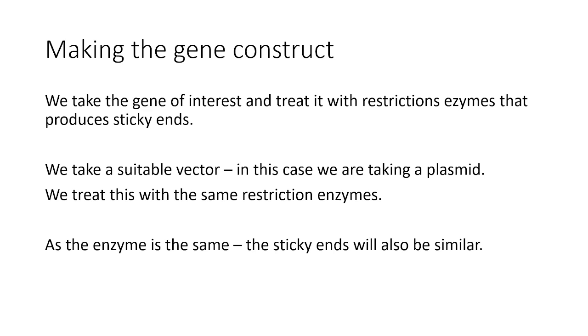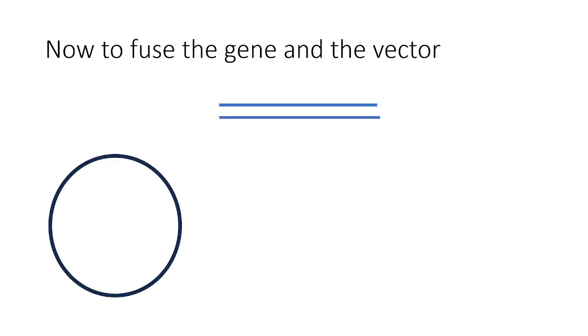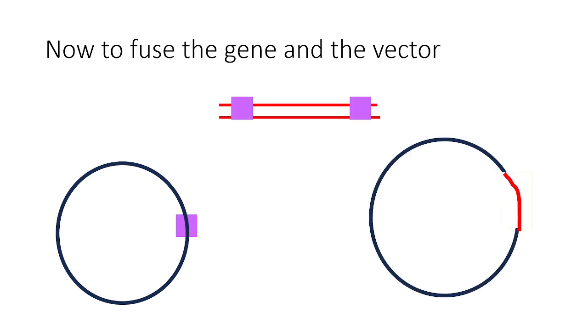So, making the gene construct. We take the gene of our interest and treat it with a restriction enzyme that produces sticky ends. We also take a suitable vector. In this case, we are taking a plasmid. We treat the plasmid with the same restriction enzyme. Now, as I said, if we are using the same restriction enzyme, we get the same sticky ends. When we make the plasmid and the DNA interact with each other, like this is the DNA, this is the plasmid, we treated it with the same restriction enzymes, they produce the same sticky ends.